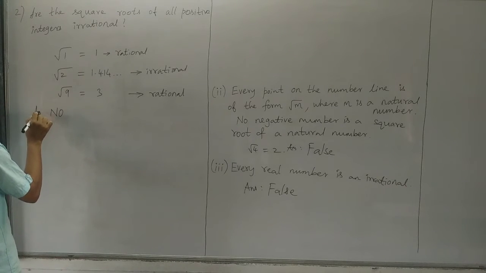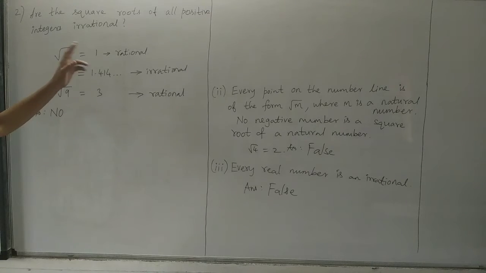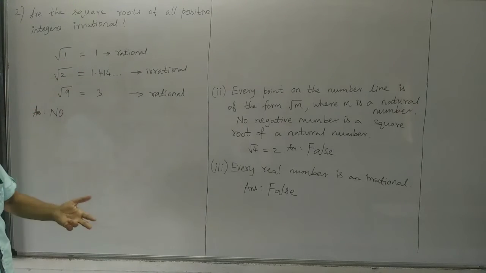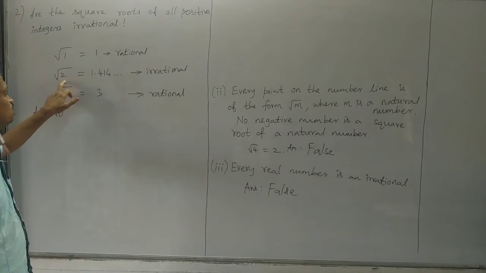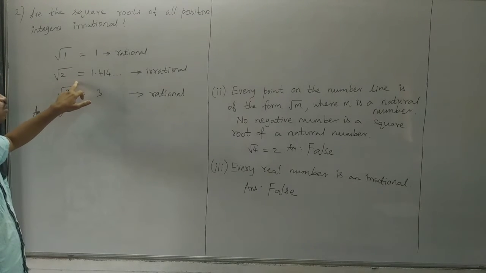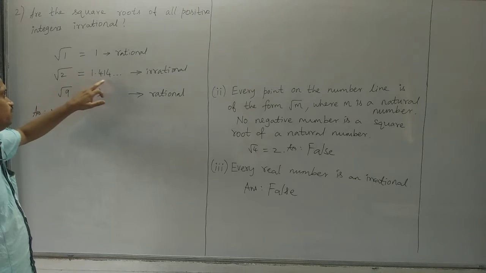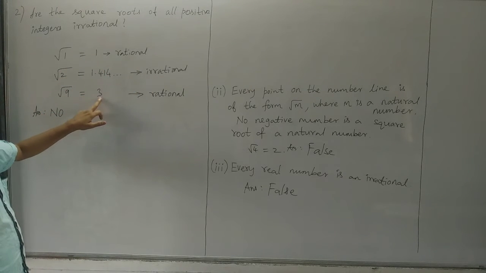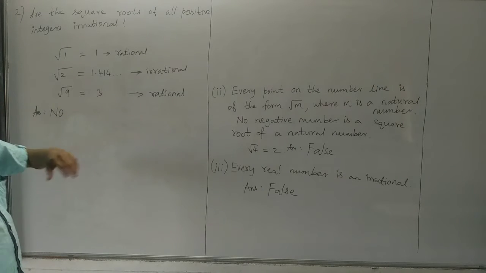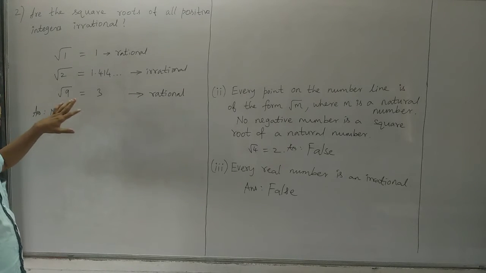Answer is no. Not all the positive integers, if you take the square root, will come out irrational. Only numbers such as root 2, root 3, root 5, if you take the square root, we get irrational. For these numbers and for root 9 and the like, we won't get irrational. So, this statement, you have to say no.